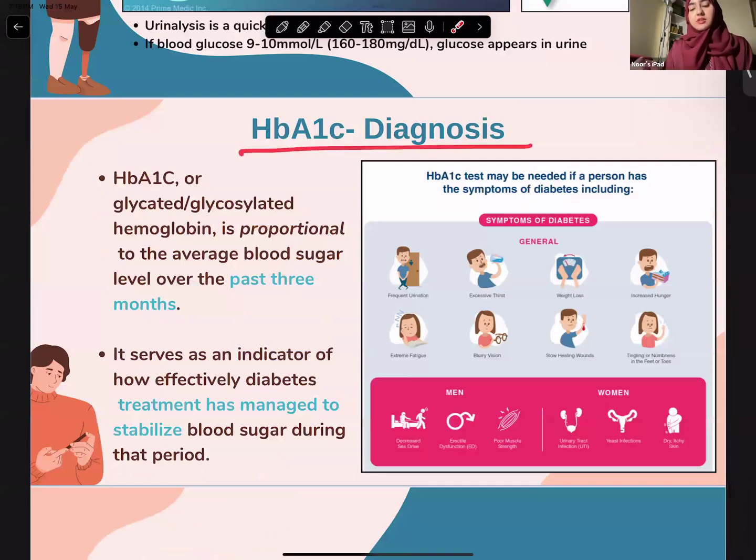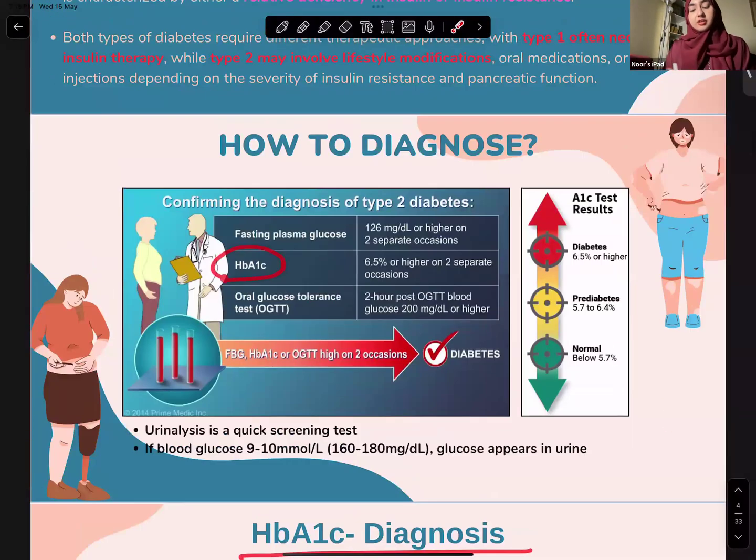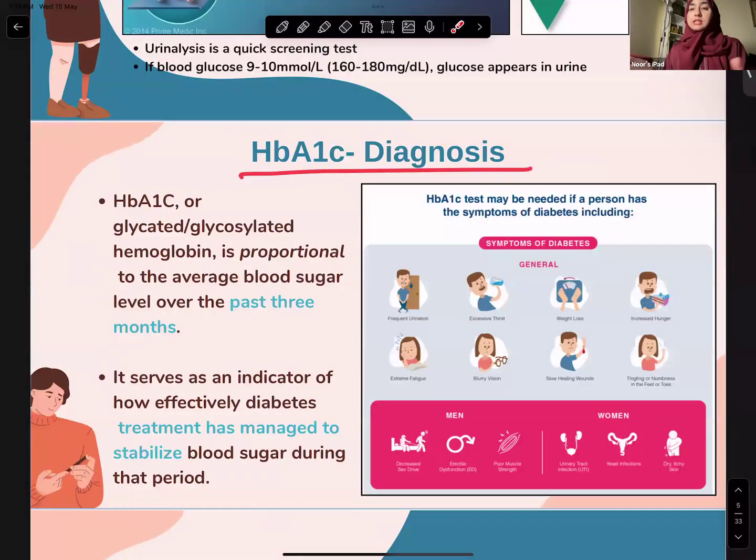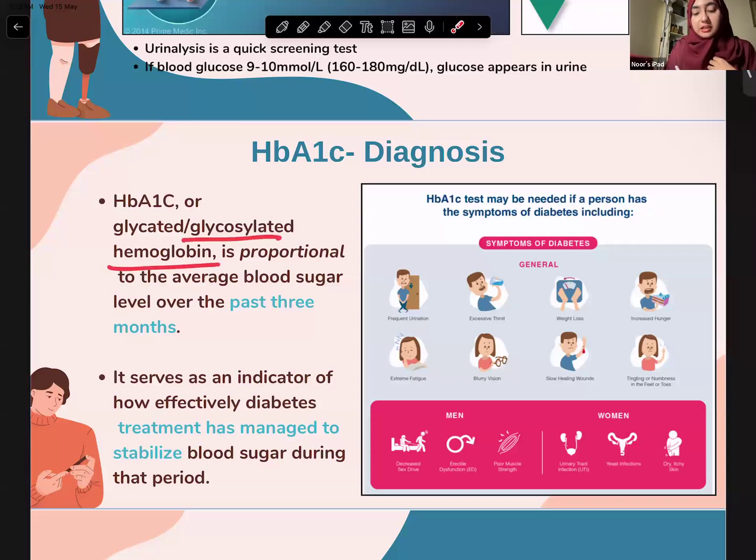Okay, HbA1c. Now, we spoke about the HbA1c here to diagnose diabetes, but what exactly is HbA1c? Now, HbA1c, it's basically glycated or glycosylated hemoglobin. What does this mean? You have the hemoglobin molecule, okay? Now, a part of the hemoglobin molecule will have glucose attached to it, okay? That is why it's called glycated or glycosylated hemoglobin. Now, this is proportional to the average blood sugar level over the past 3 months.